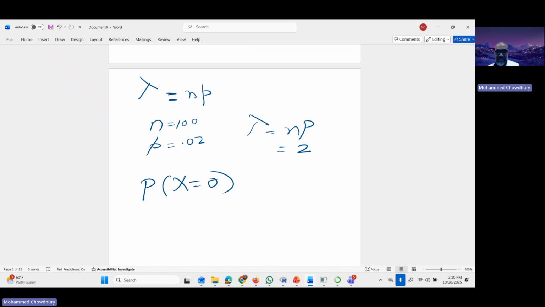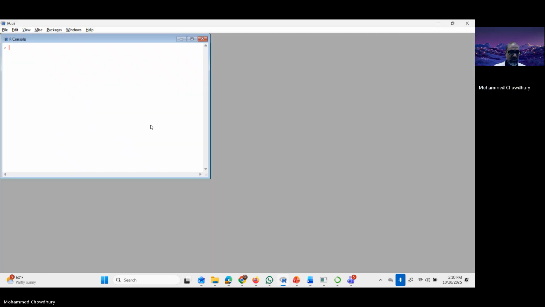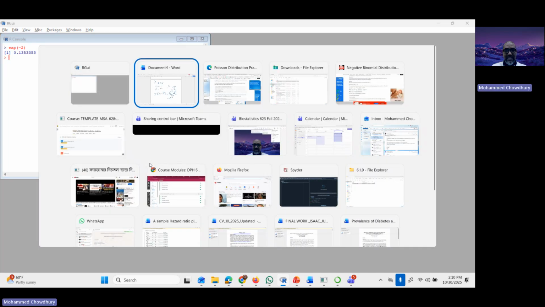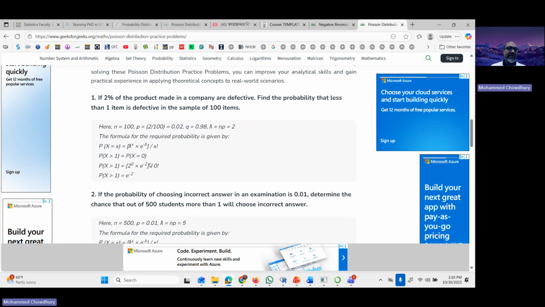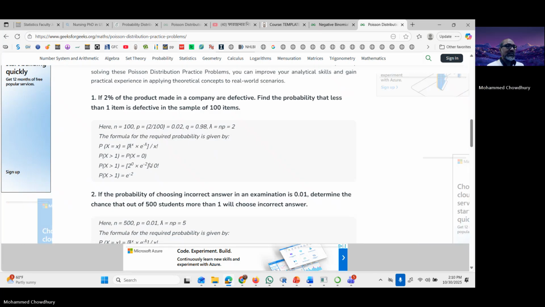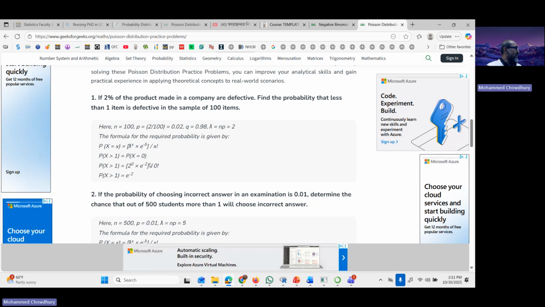If you want to compute this, you have to use e to the power minus lambda, where lambda is equal to 2, and 2 to the power 0 divided by factorial 0, which is equal to e to the power negative 2. The exponential of negative 2 would be 0.135. So let me see the answer. E to the power negative 2. Are you seeing that? You see that, right? E to the power negative 2.